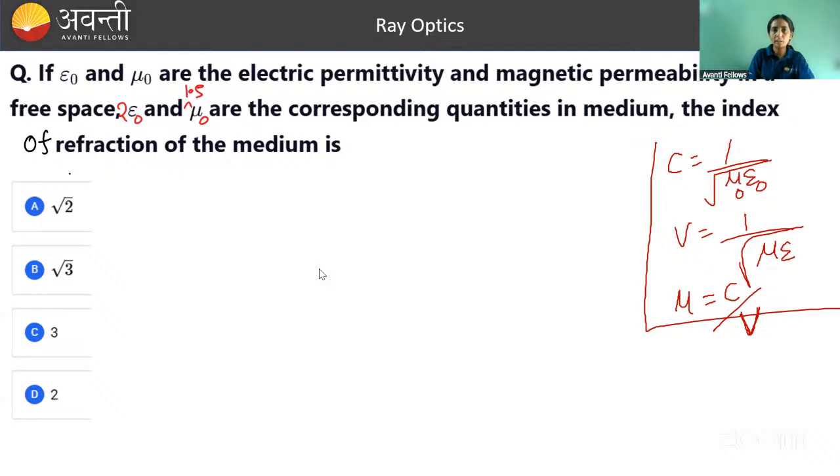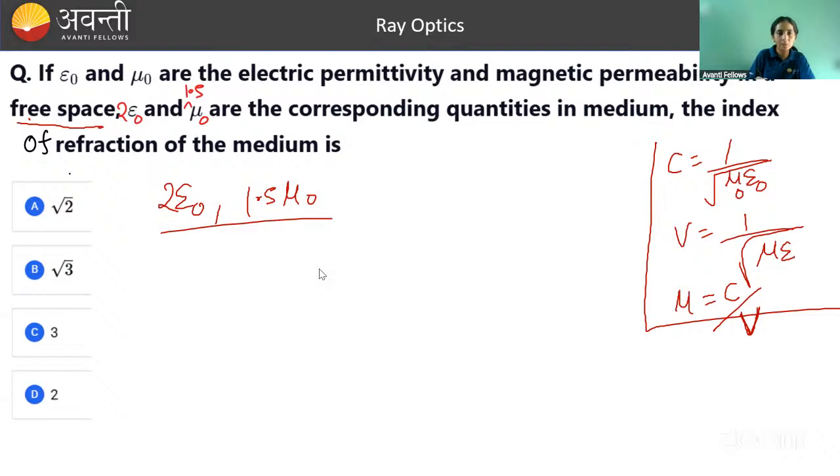If epsilon naught and mu naught are the electric permittivity and magnetic permeability in free space, and 2 epsilon naught and 1.5 mu naught are the corresponding quantities in a media. So in the media, epsilon is 2 epsilon naught and mu is 1.5 mu naught. Then we have to calculate the index of refraction of the media, what it will be.